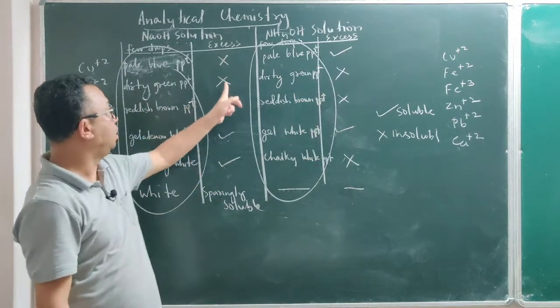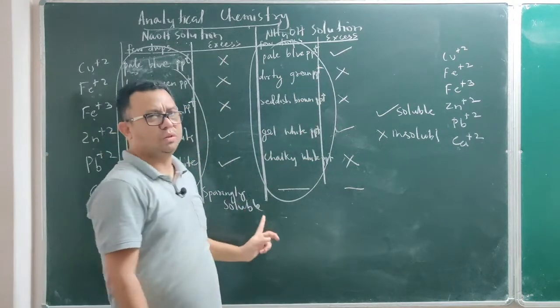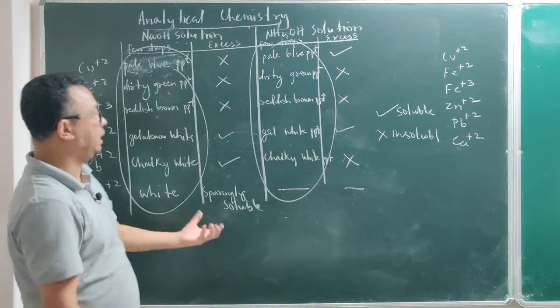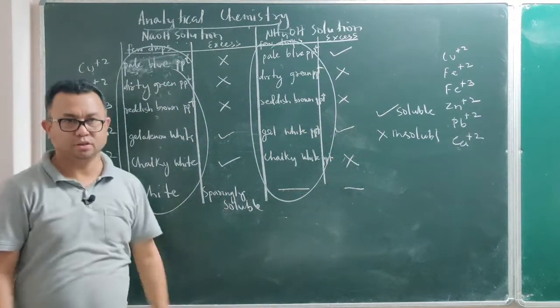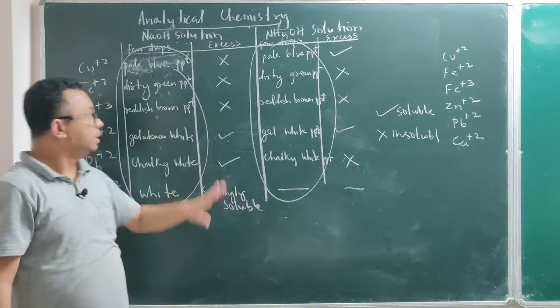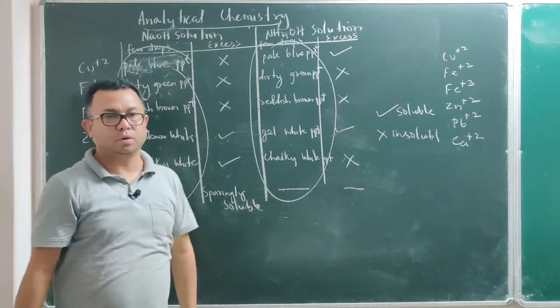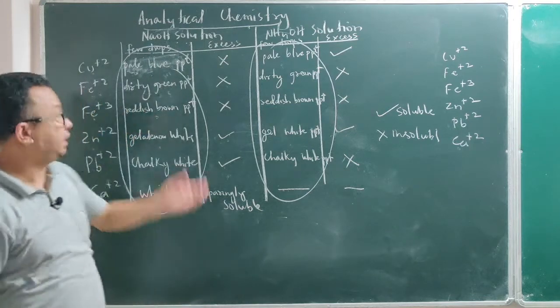Now when I say the rest, 1, 2, 3, this one you can say is sparingly soluble. So 3, 4, 5 and 6: 6 places insoluble and 4 places soluble, and 1 is sparingly soluble. So if you remember that, because you may be asked a question: what will happen when you add a few drops of sodium hydroxide followed by excess in any one compound?